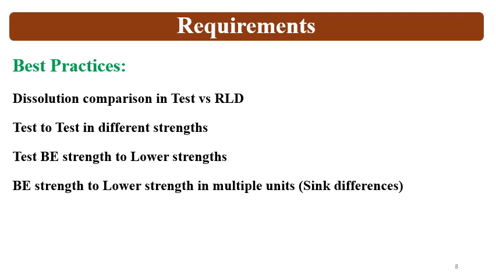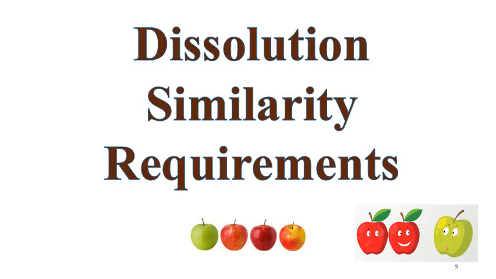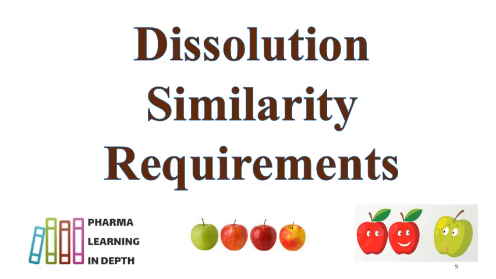Sometimes due to zinc differences, the lower strength dissolution is faster compared to the higher strength. At that time multiple units can be used, and based on the zinc differences, it is justified in multiple units dissolution and compared with the B strength. So these are some of the best practices. I hope I have covered the topic.